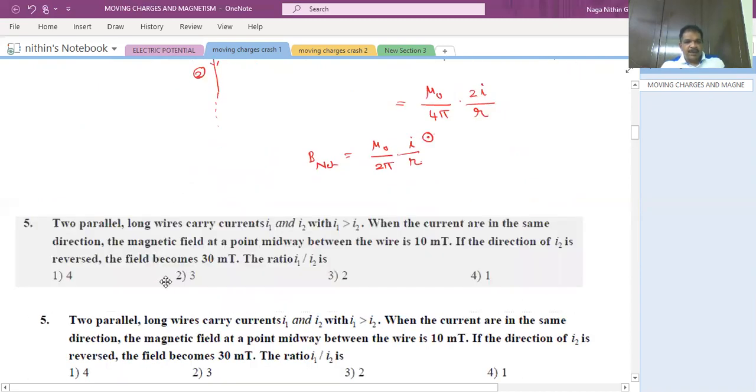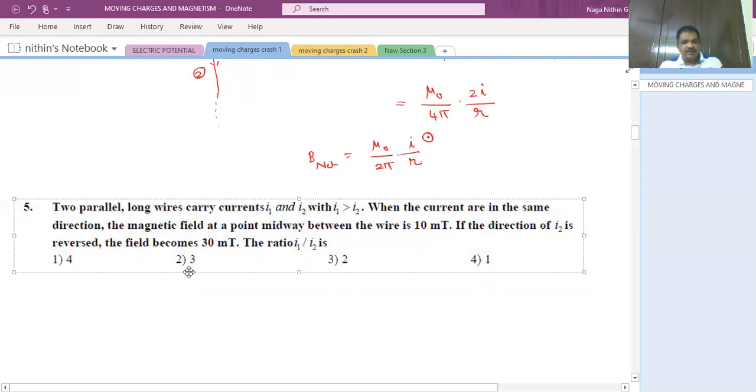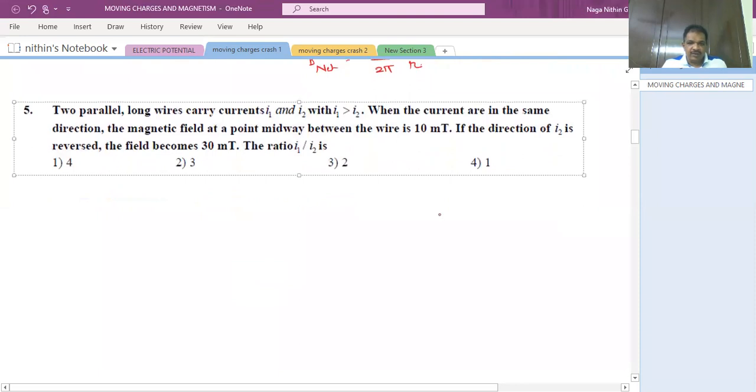Two parallel long wires carry current I1 and I2 with I1 greater than I2. When the currents are in the same direction, magnetic field at the midway between the wires is 10 millitesla. If the direction of I2 is reversed, field becomes 30 millitesla. Then what is the value of I1 by I2?